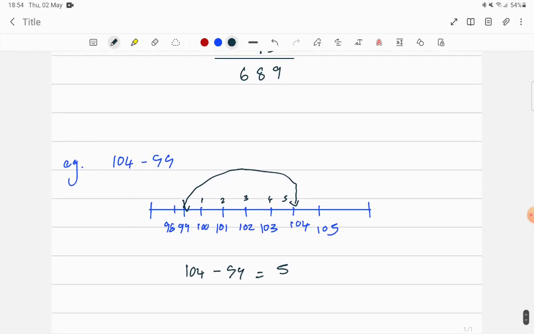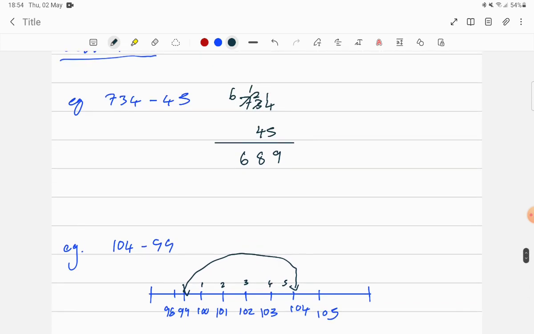So that's an alternative method of subtraction by just looking at the number line if those numbers are actually closer together, as opposed to the previous one.